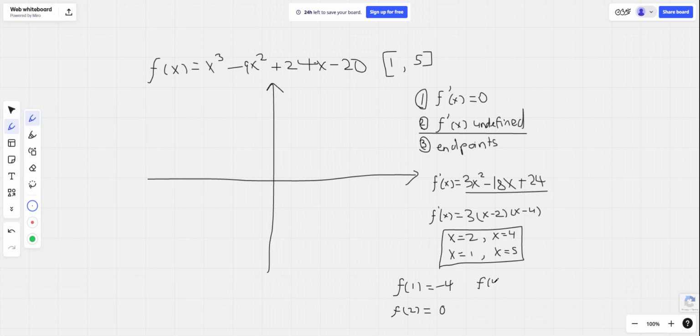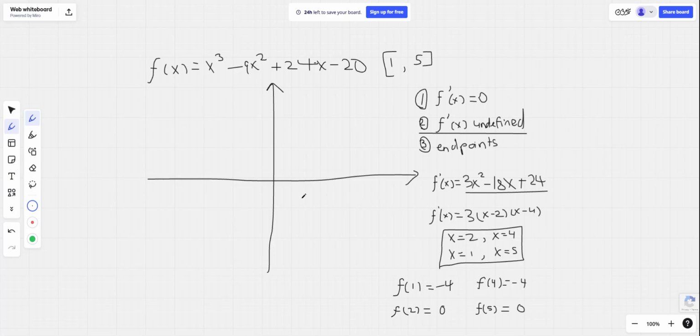And f of 4: 64 minus 144 plus 96 minus 20. F of 4 equals -4. And f of 5 equals 125 minus 225 plus 120 minus 20. So f of 5 equals 0.